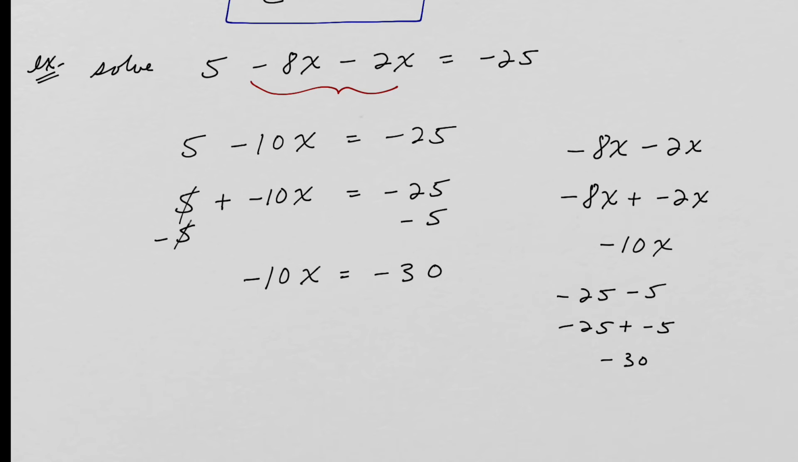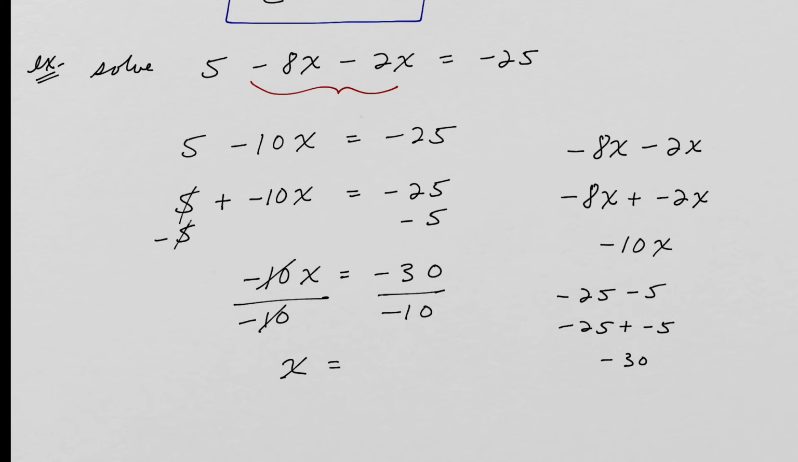And then finally, I need to do just one more step to isolate the x. I want to get a 1x, since it's being multiplied by negative 10, let me divide both sides by negative 10. So these cancel. I get x equals, and then what's negative 30 divided by negative 10?